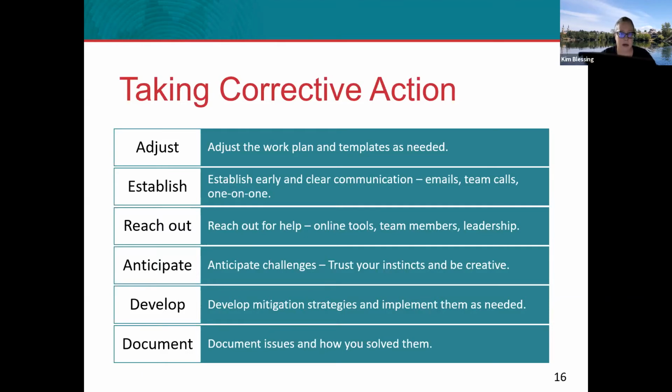We also talked about templates that you can adjust, reporting templates that you can adapt to your needs throughout the course of the project. You also want to establish that early and clear communication. So emails, calls, one-on-one, really work to develop those strong relationships with your team and with your funder. So if something comes up, you can just pick up the phone and call your funder and let them know. And then you can document it through your reporting and through emails.